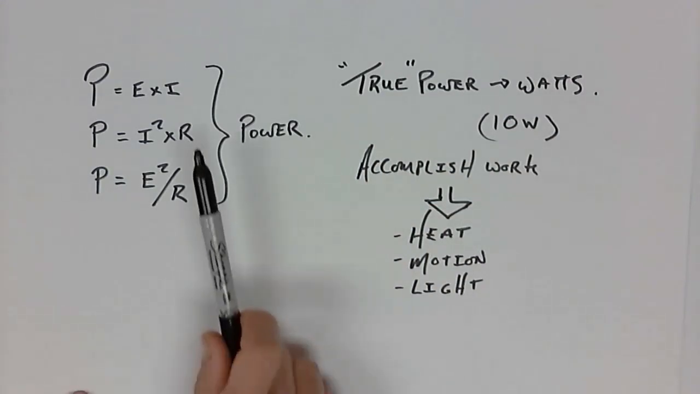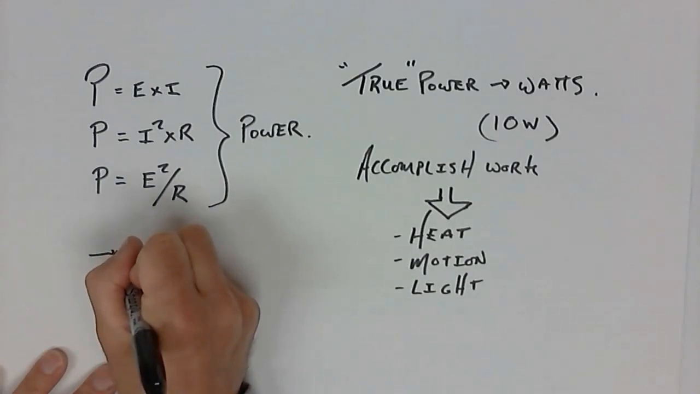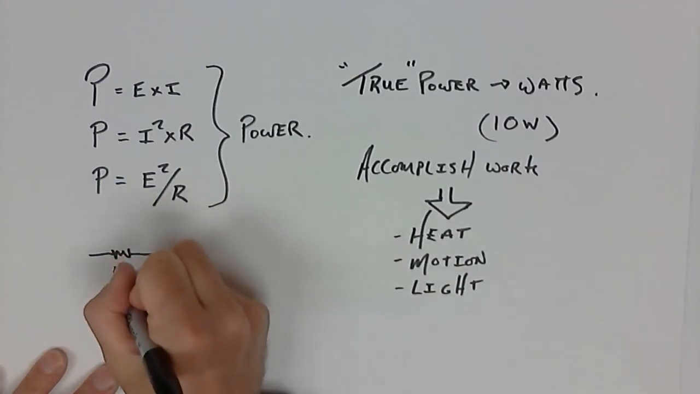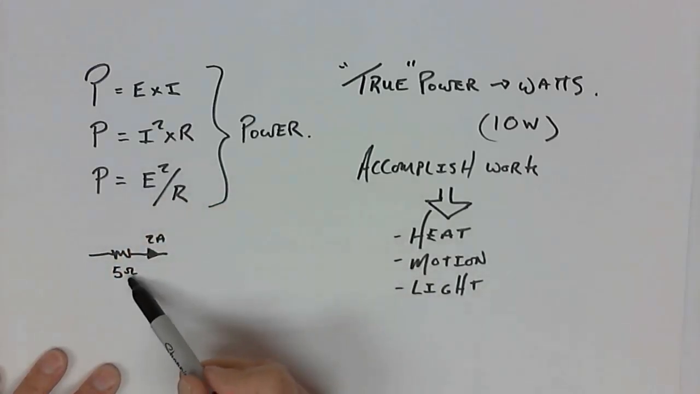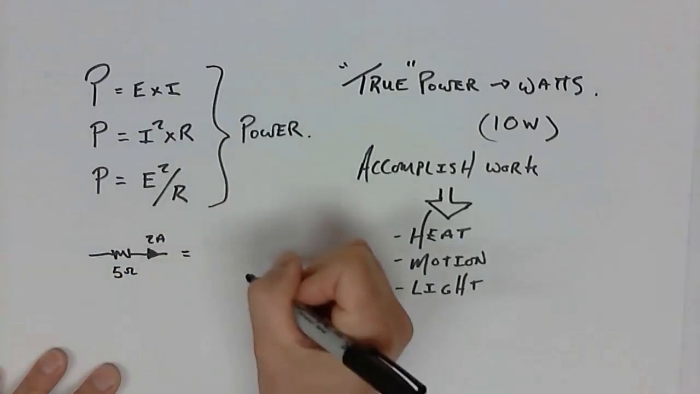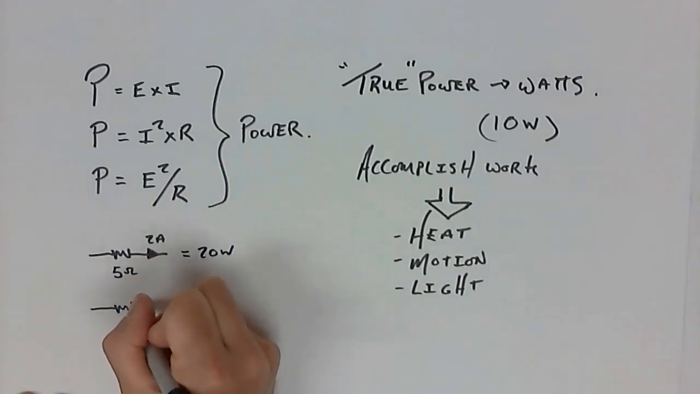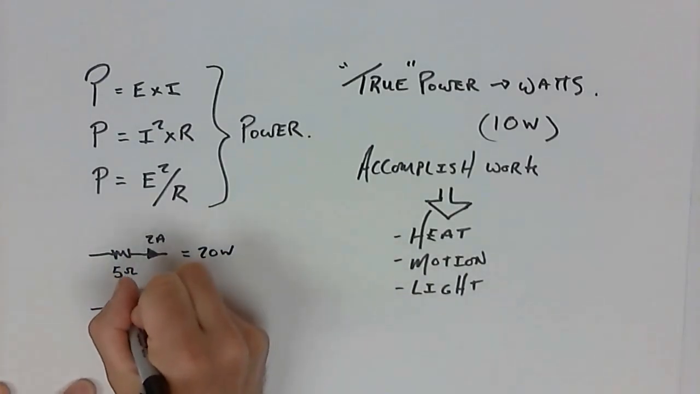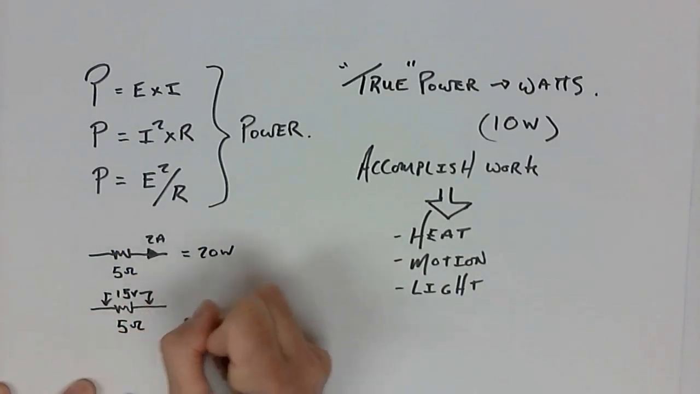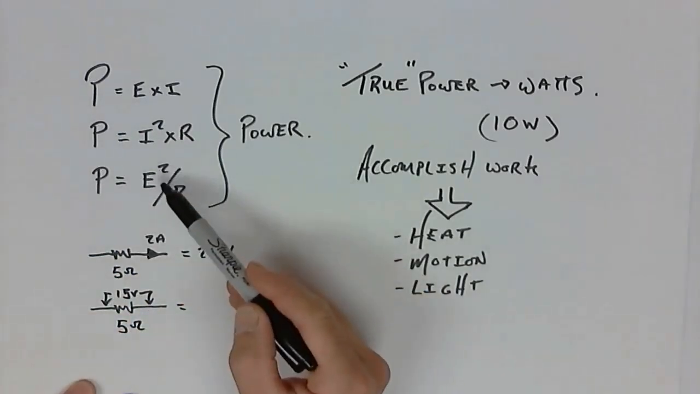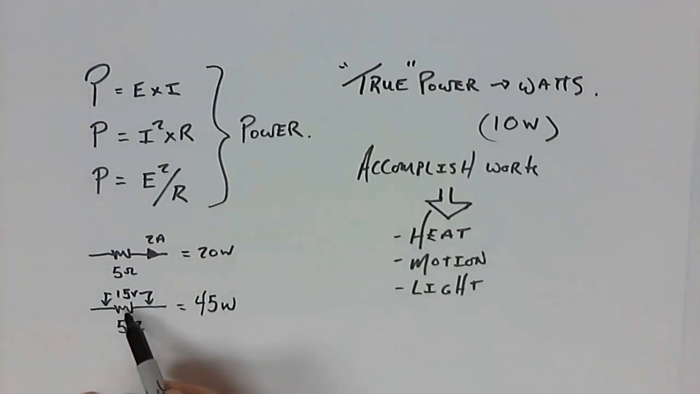Let's get back to these three different equations then. We've got three different ways of calculating power. So if we had a resistor that had 5 ohms worth of resistance and it had 2 amps worth of current flowing through it, then we could utilize our I squared R calculation to work out the watts, which would be 20 watts. If we had a resistor that had 15 volts across it, and it also had 5 ohms of resistance, then we could use E squared over R and get 45 watts worth of power that's consumed by the resistor.